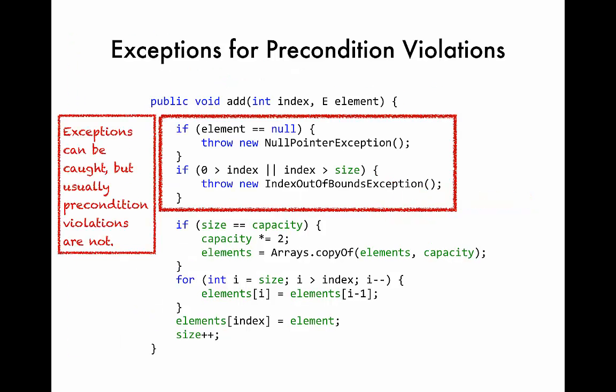Here are the preconditions in the form of exceptions, which is considered a best practice in Java. If the element is null, a null pointer exception is thrown. If the index is not within the correct bounds, an index out of bounds exception is thrown. While it's possible to catch an exception in Java, precondition violations like these are typically not caught. They usually just abort the program and print out a stack trace.